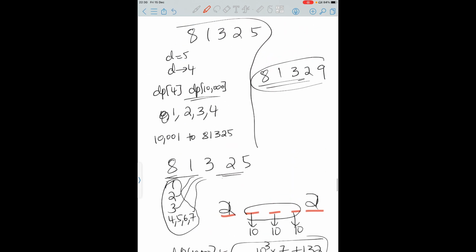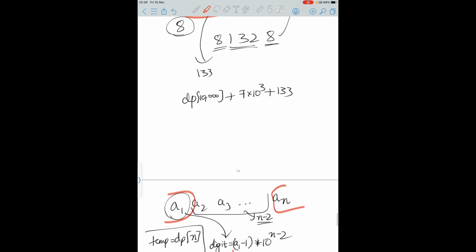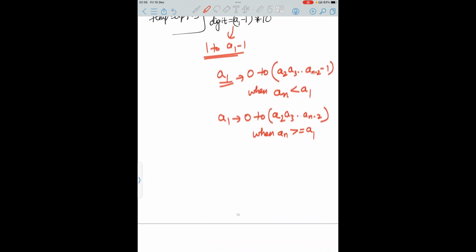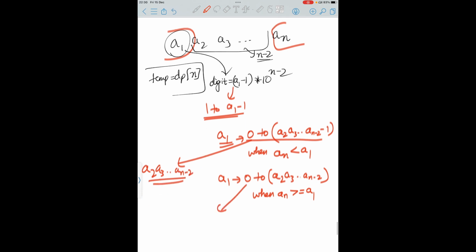For the previous number 81325, this is a1, this is an, and we could go only until 131 because a1 is greater than an. That's the simple logic. And 0 to a2, a3, so on, an minus 2, minus 1. There are a2, a3, an minus 2 such numbers. For here, there would be a2, a3, n minus 2 plus 1 such numbers. There will be an extra number in this case, that is the number itself, the intermediate number itself. So this is the overall logic.